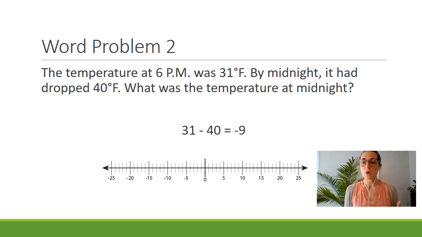So it wants to know what the temperature was at midnight. So we know it started at 31 and it dropped 40. And when we see that word dropped, that means that we're going to subtract that. So all we have to do to get our answer is 31 minus 40, which is -9. We already know this is going to be a negative number because the number we're starting with, 31, is smaller than the number we're taking away from it, 40. So anytime we take away more than what we have, there's a debt. It's a negative number. So in this case, we know there's a difference of -9.